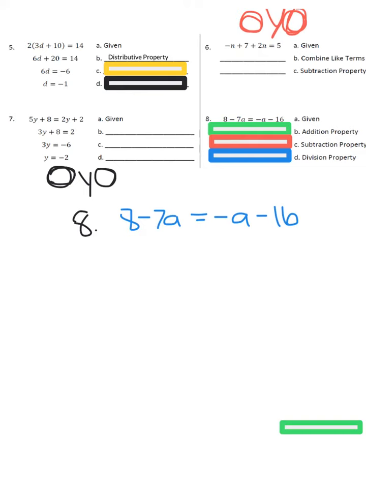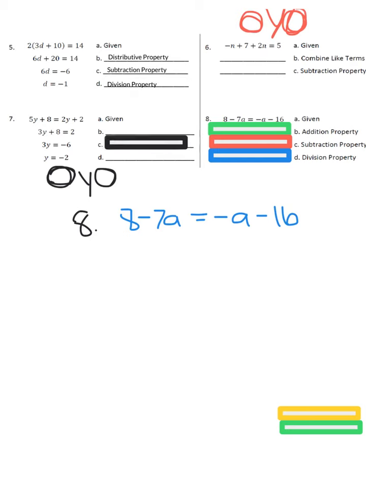And now, moving on to the next one, I see we get 6d equals negative 6. So I see they got rid of that plus 20 from the left side. So the question is, how did they get rid of that plus 20? Hopefully you know that you would be subtracting that 20, which means we're using the subtraction property. And then last but not least, we get d equals negative 1. So how did they get rid of this 6 that's with the variable d? Hopefully you're saying that they divided. So our last step there would be the division property.